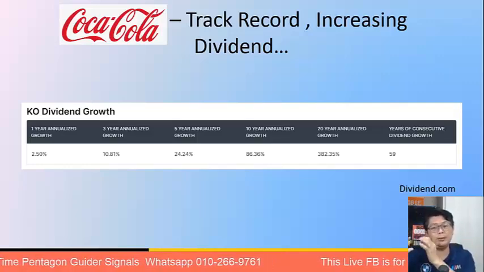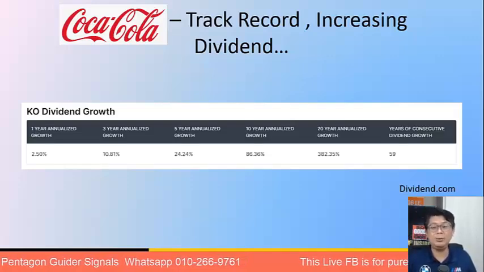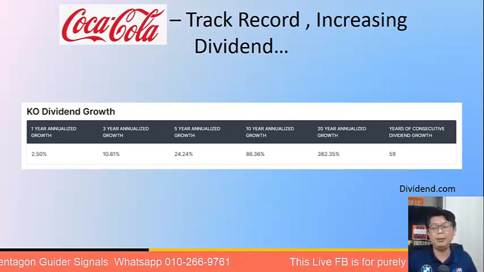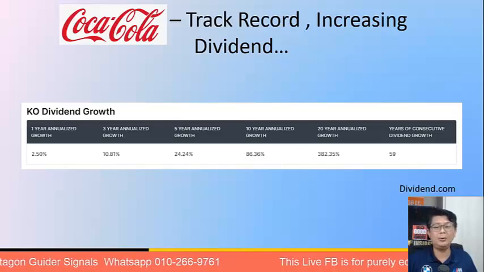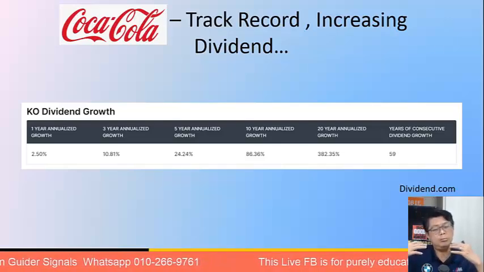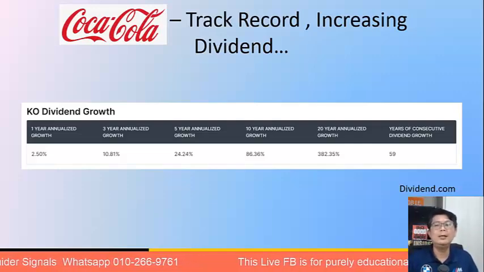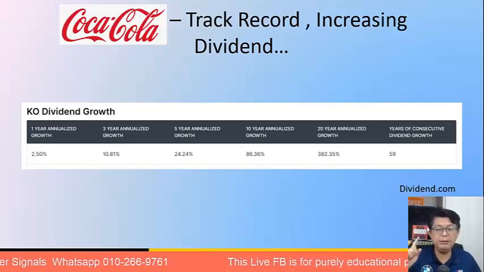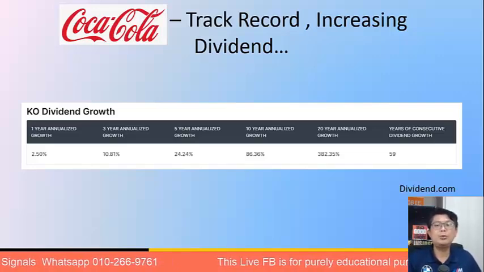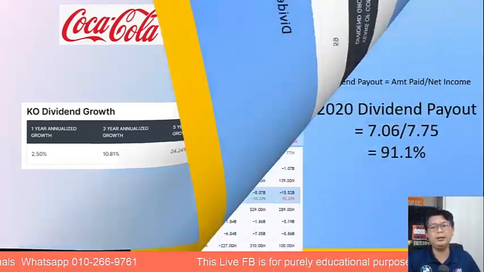So now you compare to the US and to Malaysia, definitely, we know Coca-Cola has been around even longer than perhaps Public Bank, and also RC Capital. So in ways that I do, I would rather diversify on two sides, one being Malaysia and one being the US. And you look from here, and from dividend.com, 20-year annualized growth is about 382%, and the numbers are very, very good, very, very healthy.